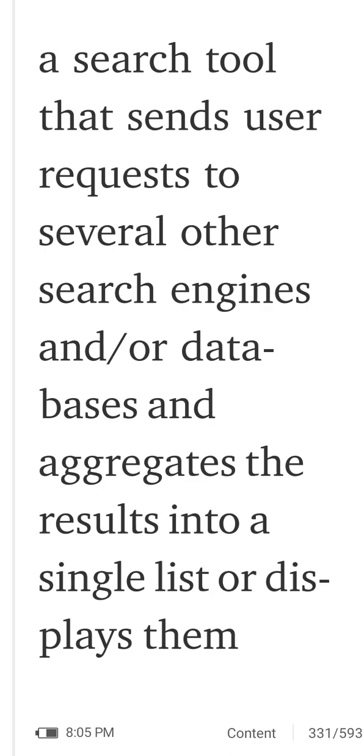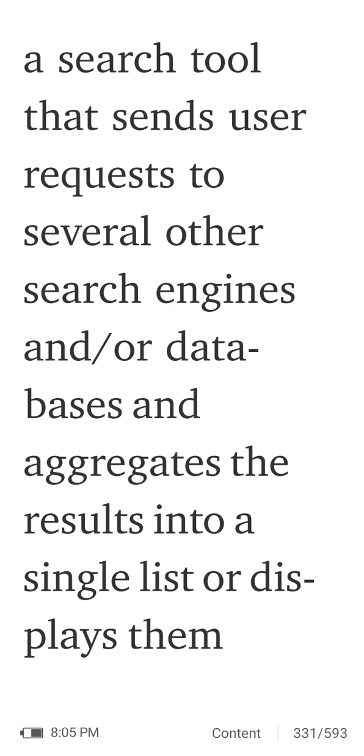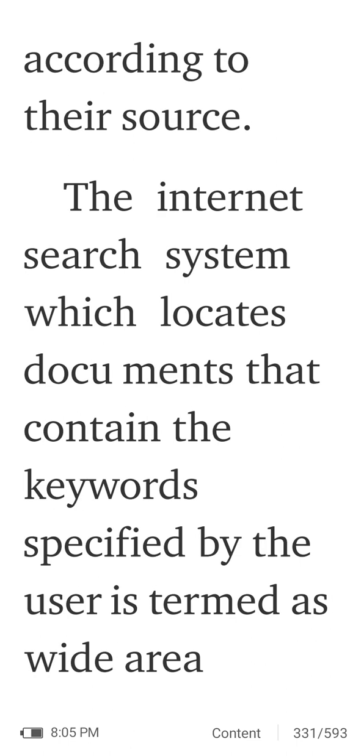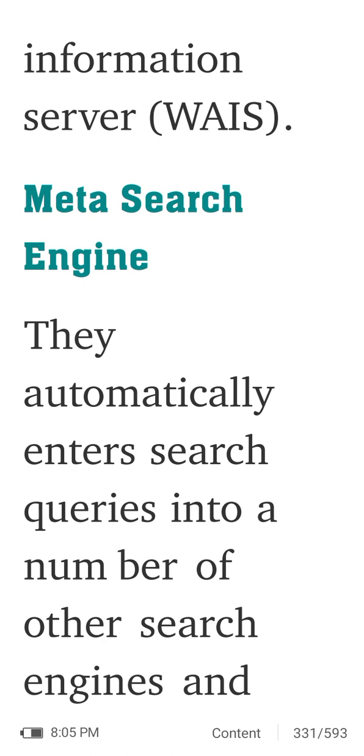A meta search engine is a search tool that sends user requests to several other search engines and/or databases and aggregates the results into a single list or displays them according to their source. The internet search system, which locates documents that contain the keywords specified by the user, is termed as Wide Area Information Server.